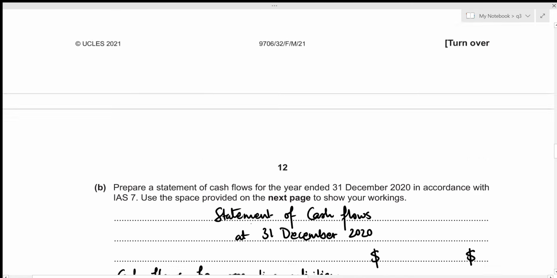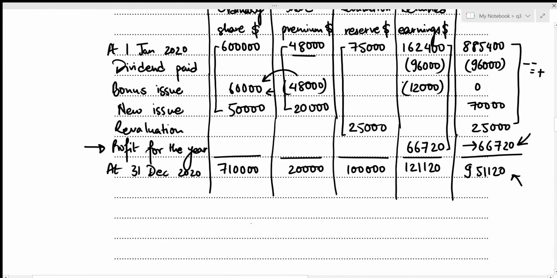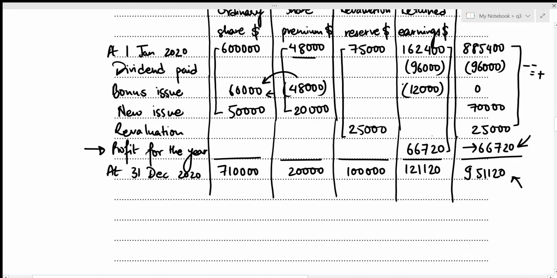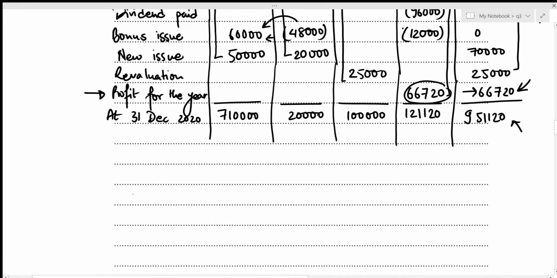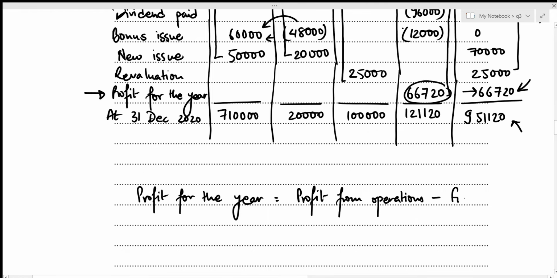Okay, in the above statement of changes in equity, we already figured out the profit for the year to be 66,720, right? But we require our profit from operations. And remember that profit for the year is just the difference between our profit from operations and finance charges, right? And we have our profit for the year to be 66,720.